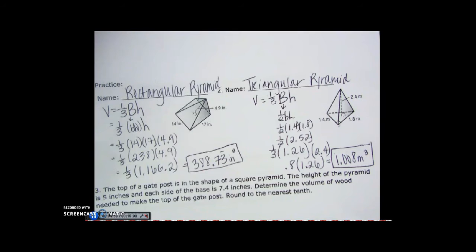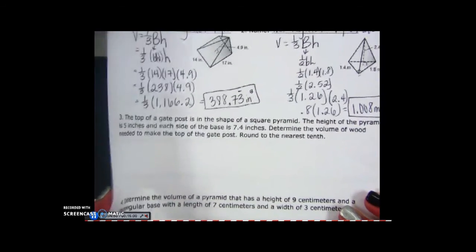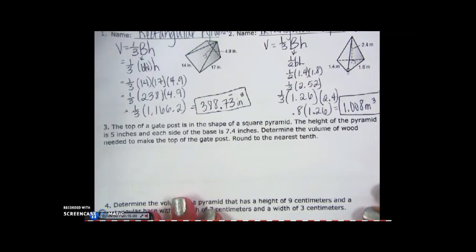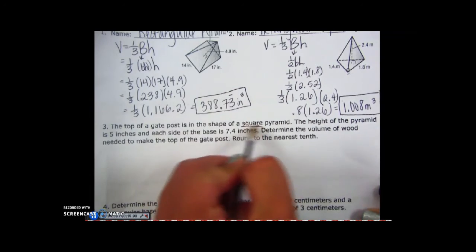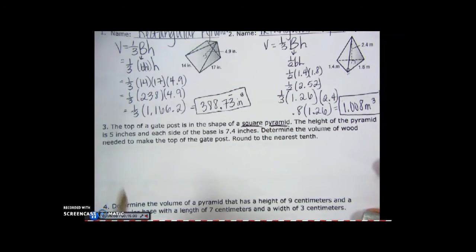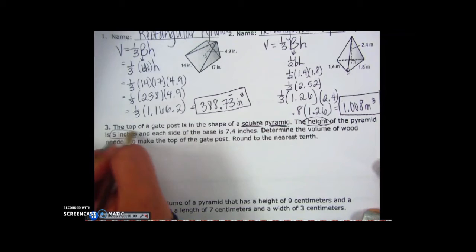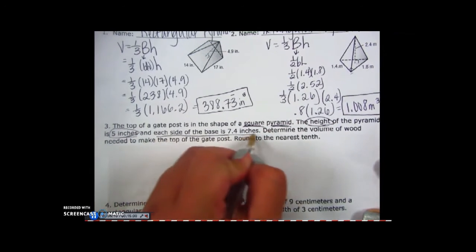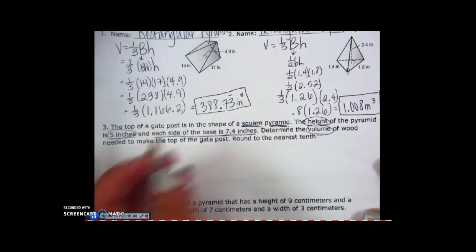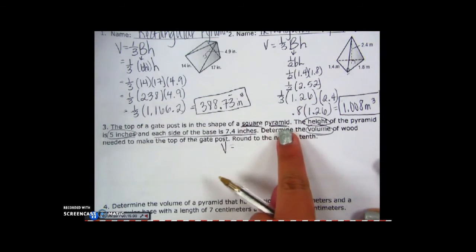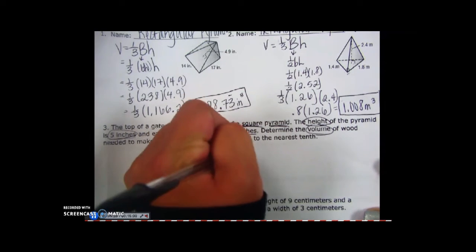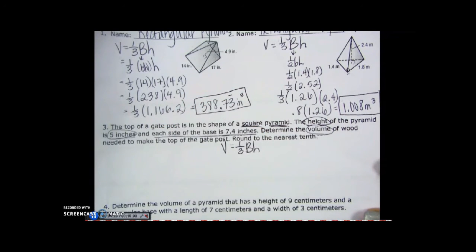Okay, let's go ahead and look at this word problem and see if we can figure this one out. It says the top of a gate post is in the shape of a square pyramid. The height of the pyramid, so we need that information, is 5 inches, and each side of the base is 7.4 inches. What's the volume of this post? So volume is equal to, and since we're talking about a pyramid, we got to make sure we pull the right formula. The formula for pyramids is 1/3 area of the base times height.